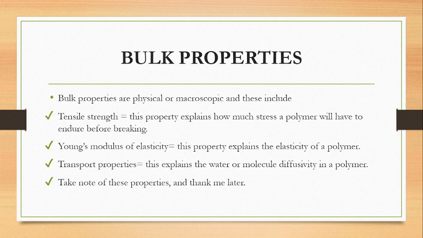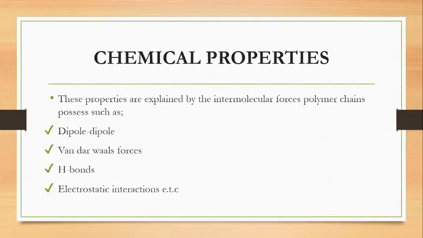So Young's modulus of elasticity, this explains the property of elasticity of a polymer. Tensile strength, this explains how much stress a polymer will have to endure before it breaks. We need to take note that these properties are very important, and that if you understand them, then you are going to benefit a lot from them. So those are about chemical properties, meaning these are dealing with the chemical nature of the polymer.